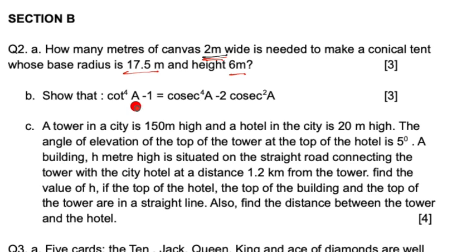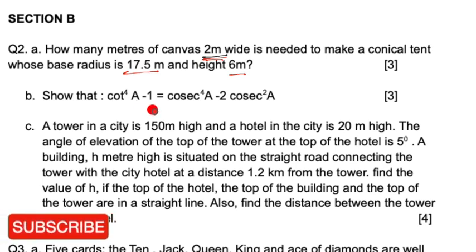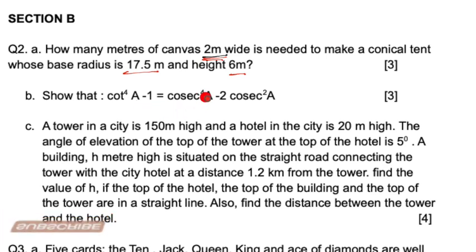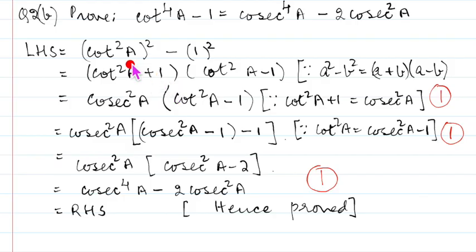Show that cot to the power 4a minus 1 is equal to cosec to the power 4a minus 2 cosec square a. Now we'll start either with LHS or RHS. This is a very popular question. You can use either LHS or RHS, and even with LHS there are 2 methods. I think there are about 4 methods in total. I'm just going to use one of these. Let's see how we solve it.